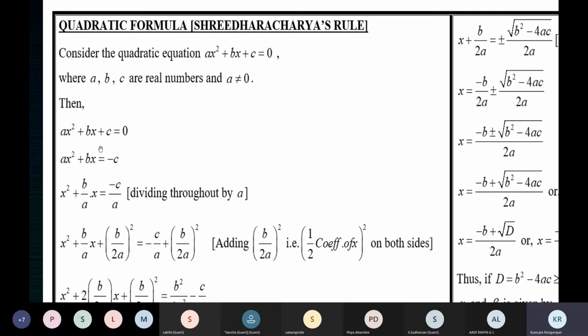So what is the first step? It is to transpose c, so plus c becomes minus c. Next is to divide throughout by the coefficient of x squared. The coefficient of x squared is a, so divide throughout by a. Then you will have to add the square of half the coefficient of x to both the sides. So we are here now.